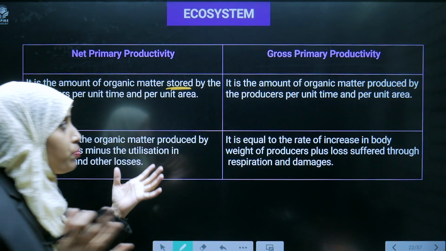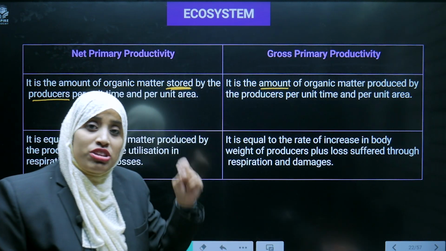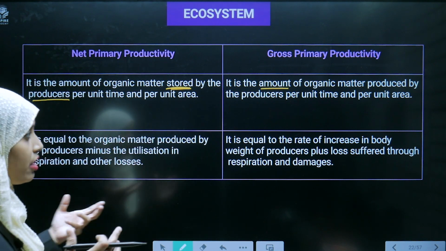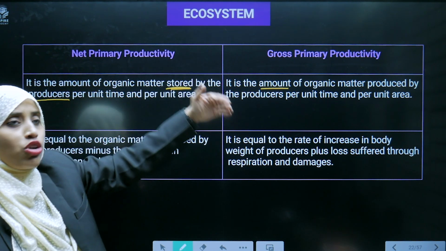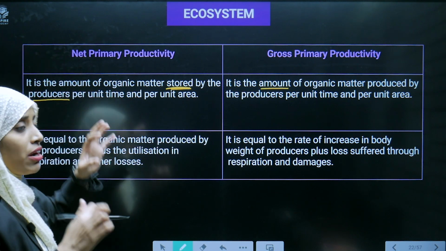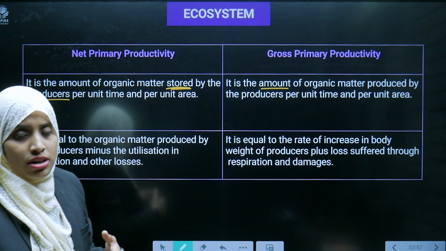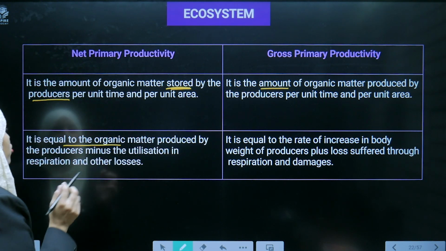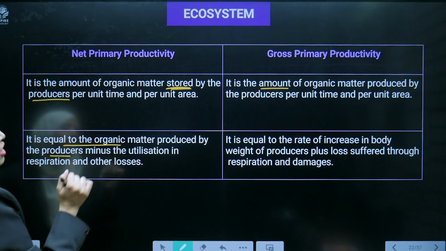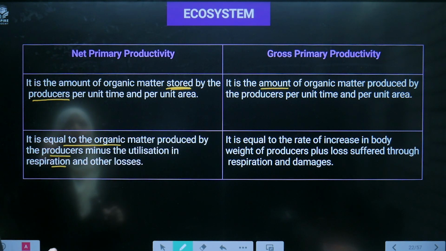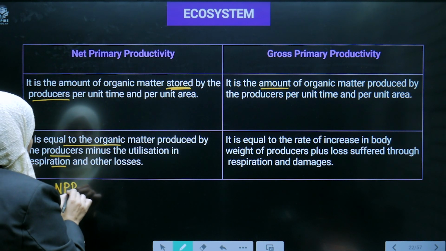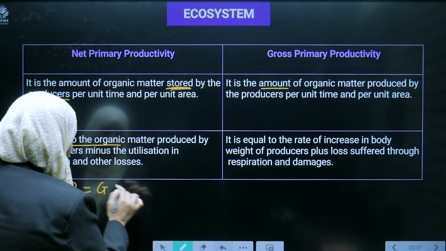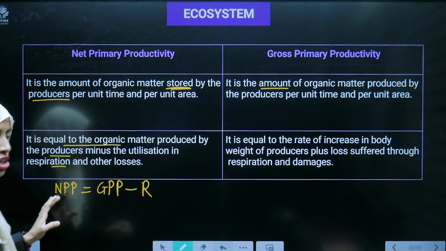So gross is the total. It is the amount of organic matter which is produced by the producer, the total amount the producer made per unit time and area. That is the gross primary productivity. So what is the organic matter which is stored? It is stored after deducting the respiration part. So net primary productivity is equal to the organic matter produced by the producer minus the utilization in respiration. And what is net primary? Simply we can say gross primary productivity minus respiration is the net.